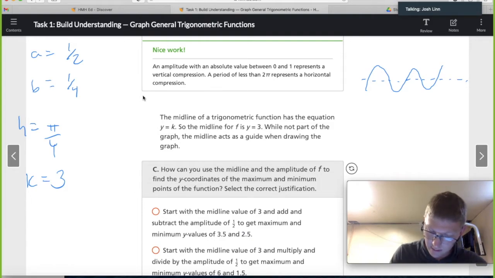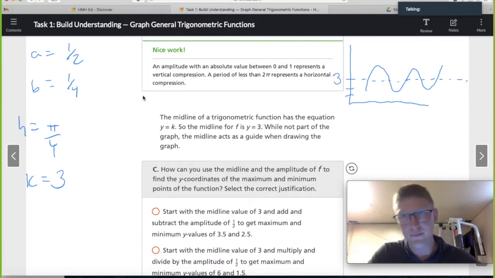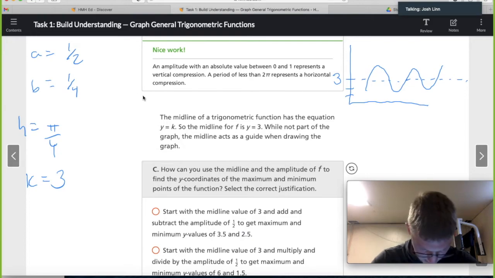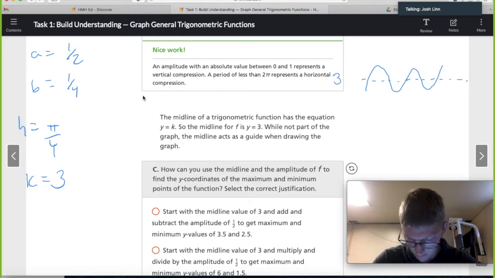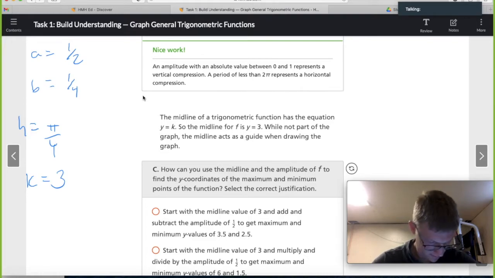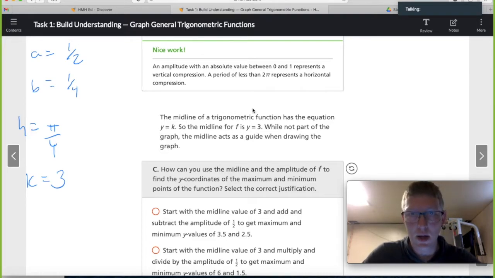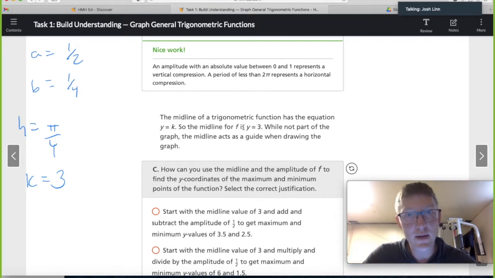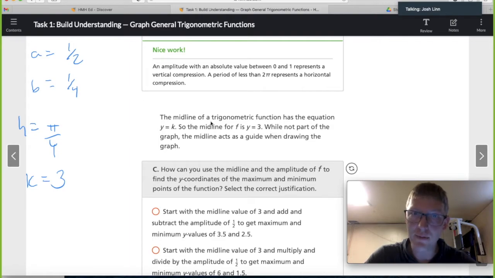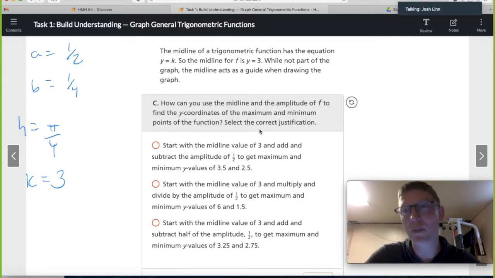So if I were to put this onto a coordinate plane, 1, 2, 3. Of course, that's completely not to scale, but whatever. So the midline for f is at y equals 3. While not part of the graph, the midline acts as a guide when drawing the graph. You don't have to draw the midline in there, but it's really good to know where it is.